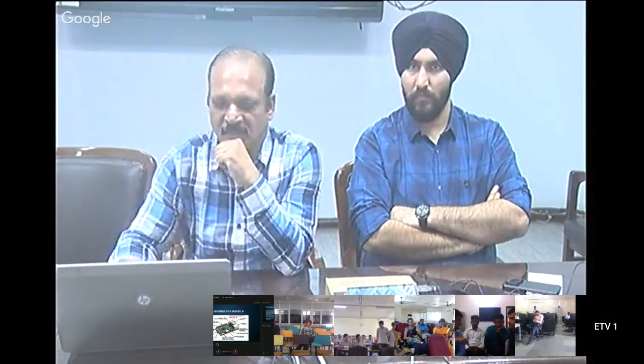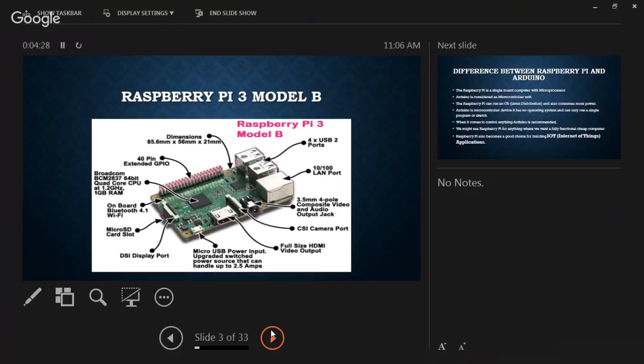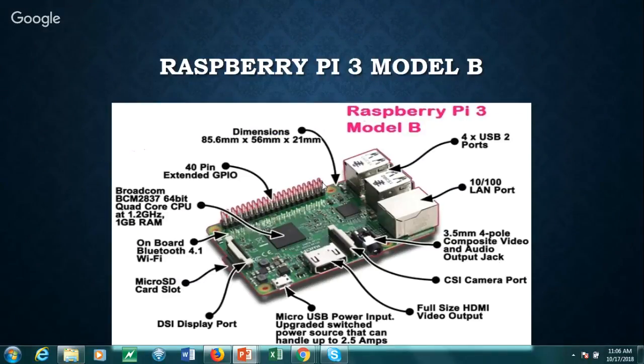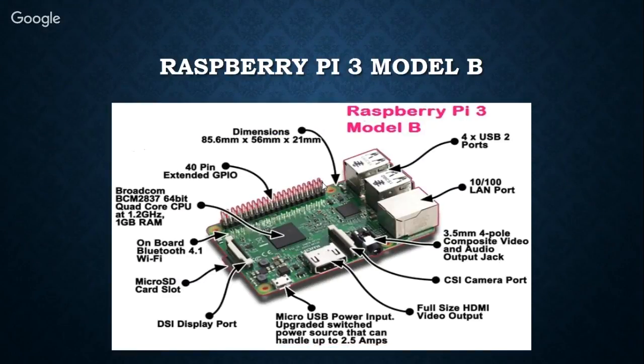So this is the Raspberry Pi 3 Model B, where you can find many things. Four USB ports, one LAN port, wireless, and an HDMI port. Then the 40 pins, which I told you about, where you can find where the 3.5 and 5 volts are. So you just have to remember the 40 pin configuration.